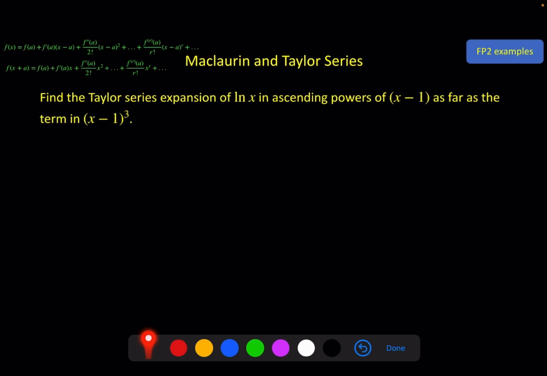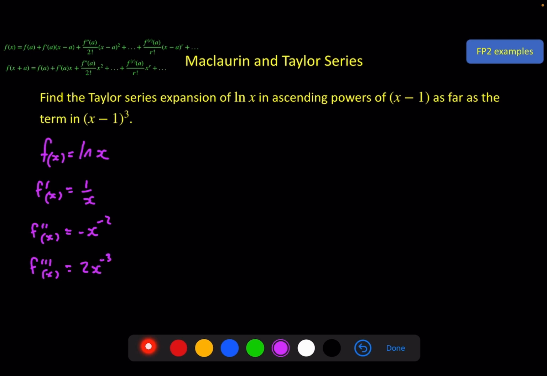We also know the function. We've got f of x is equal to the natural log of x. Then the derivative of this is 1 over x. The derivative of that is minus x to the minus 2. And the third derivative, because we know from the question we need to go up to power 3, is 2x to the minus 3.